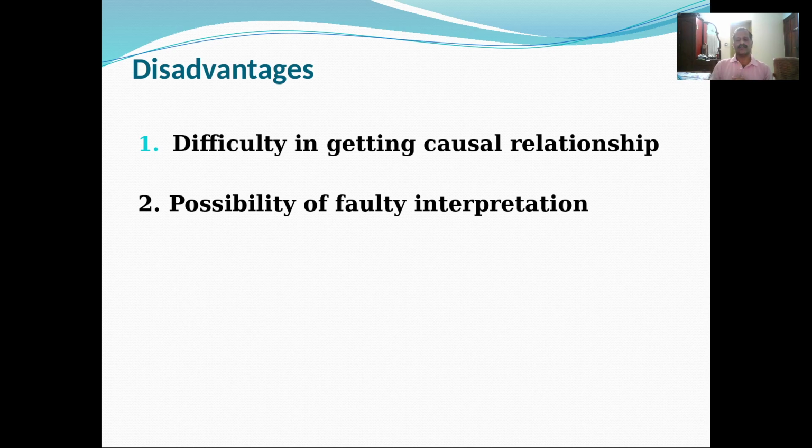So with that, we'll stop non-experimental design, and in the next class we will discuss the qualitative design.